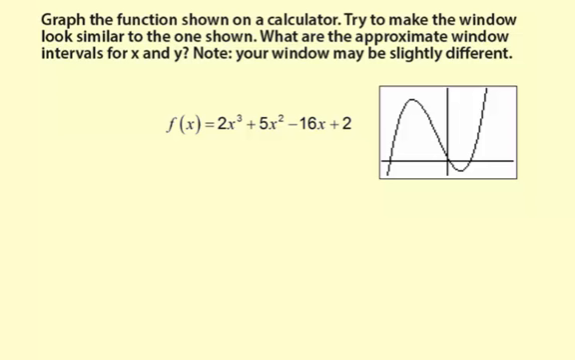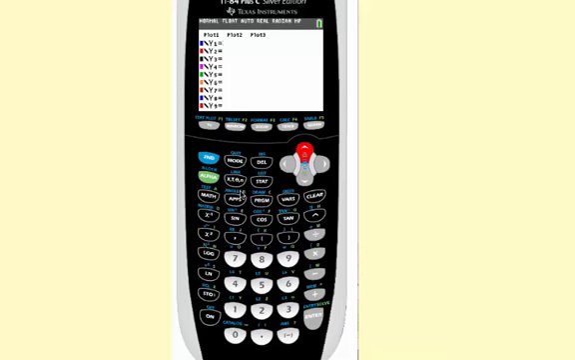Okay, so let's get the graphing calculator. First thing I'll do is enter the function. I'm already on the y equals, so I can just enter the function as 2x to the third power plus 5x squared minus 16x plus 2.